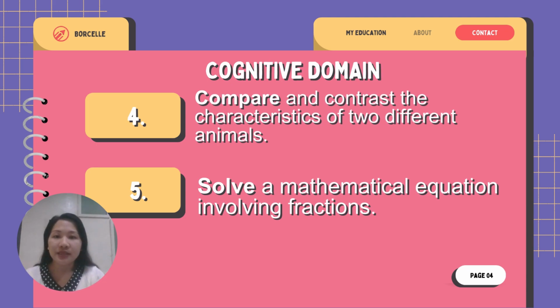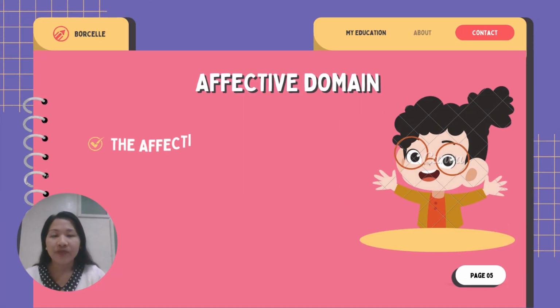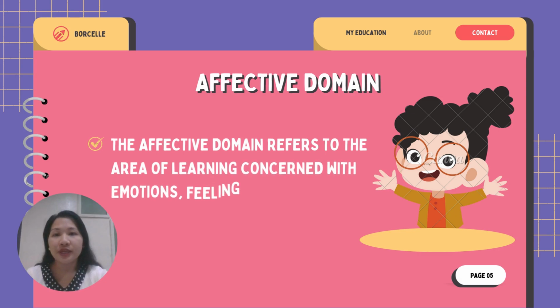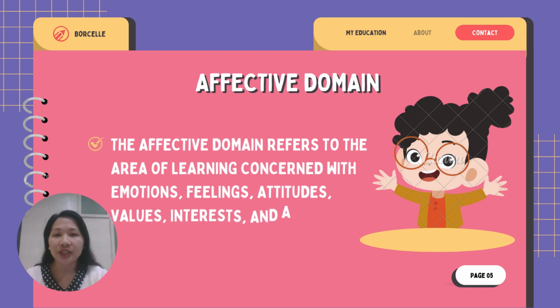So the next is the affective domain. The affective domain refers to the area of learning concerned with emotions, feelings, attitudes, values, interests, and appreciation. It focuses on how learners feel, respond, and relate to the material, to others, and to the process of learning itself. It is one of the three major learning domains in educational psychology, alongside the cognitive, thinking, knowledge domain.